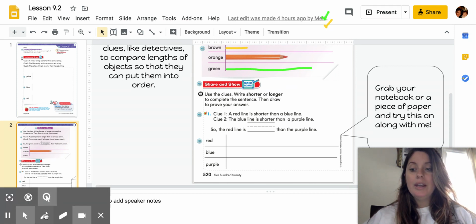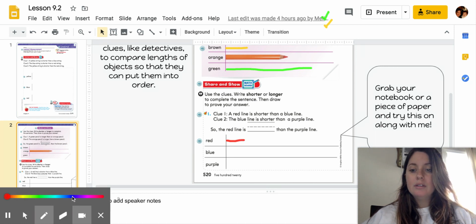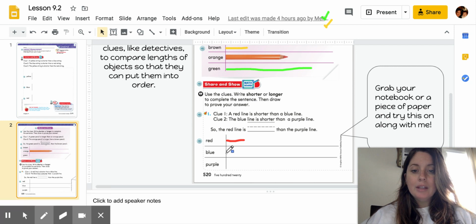So the red line is shorter than the blue line. I'm going to draw that out. Let me make a red line. And this red line is going to be shorter than the blue line. So when I make my blue line, I got to make it a little bit longer than this red one. Okay. And that's longer. So clue 1, done.